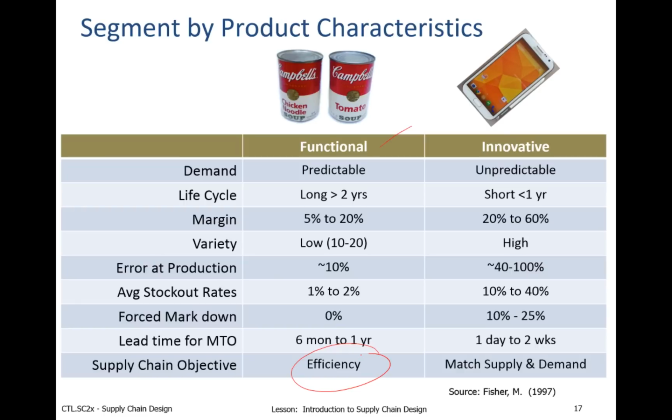But then you've got these other products, and he called them innovative products. And for these ones, the demand is unpredictable. It's a short life cycle. Things happen quickly. Margins are much higher, right? You have higher variety. Because they're innovative, you don't know exactly what the market's going to be yet. That's why you have such high variety. There's errors at production because it's new products. It hasn't been fixed totally yet. High stock out rates. And for these products, you want to match supply and demand. Two different types of supply chains to support two different types of products going to two different types of markets.